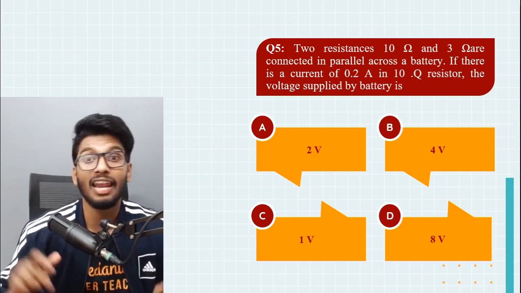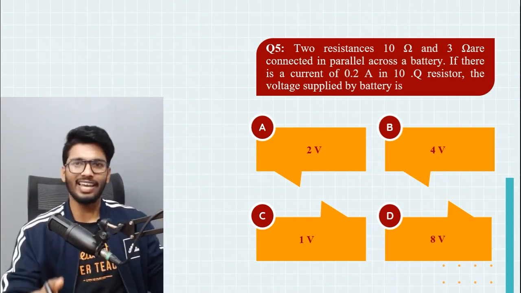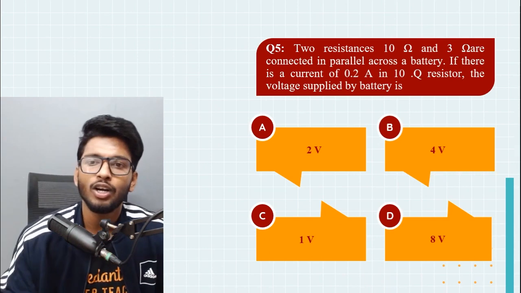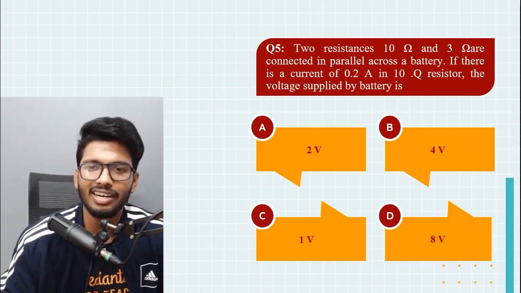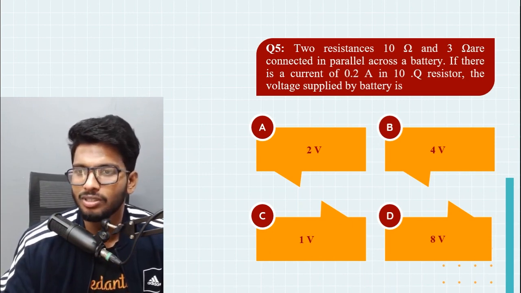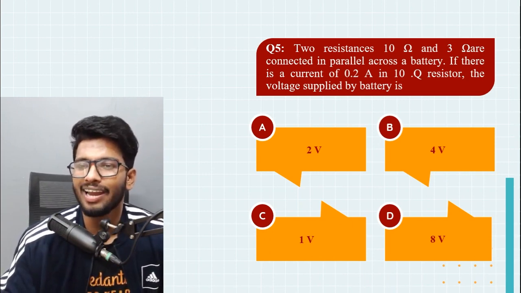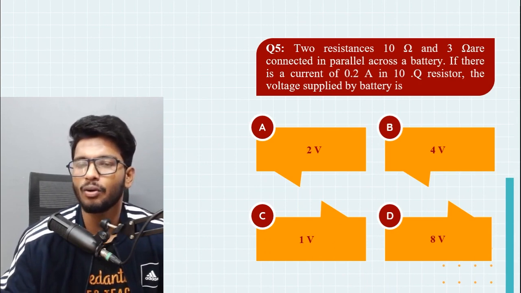Here's another one. The last case study based question for case 2, then we'll go on to case number 3 as well. Two resistances, 10 ohms and 3 ohms, are connected in parallel across a battery. If the current is 0.2 amperes in 10 ohms, what is the voltage supplied by the battery?